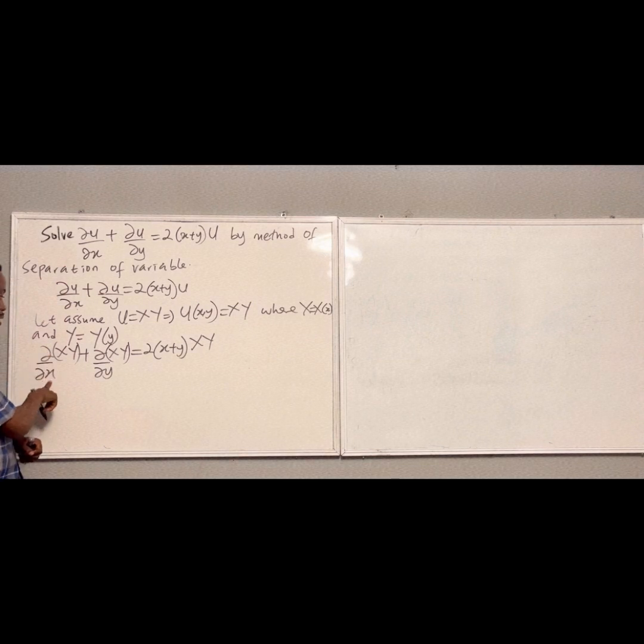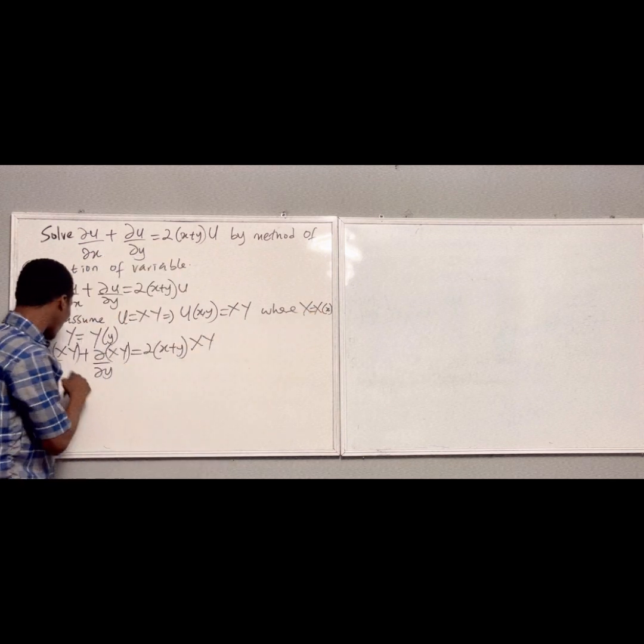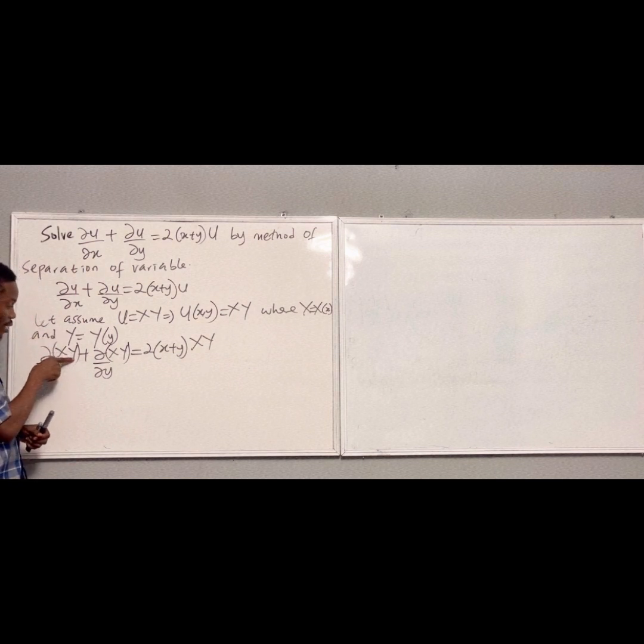If I differentiate partially with respect to x, since capital X is a function of small x, if I differentiate X here I am going to have X prime, and multiplied by Y, I have X prime Y. Whenever I differentiate a partial differential equation like this, the partial turns into an ordinary derivative, dX over dx.